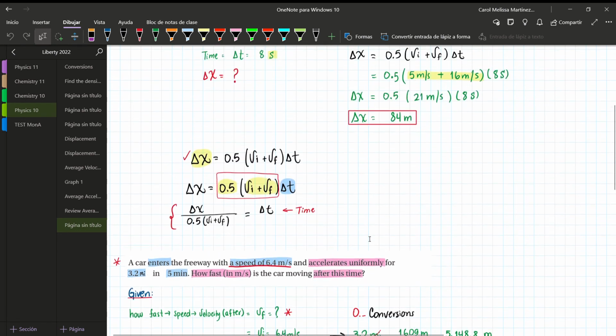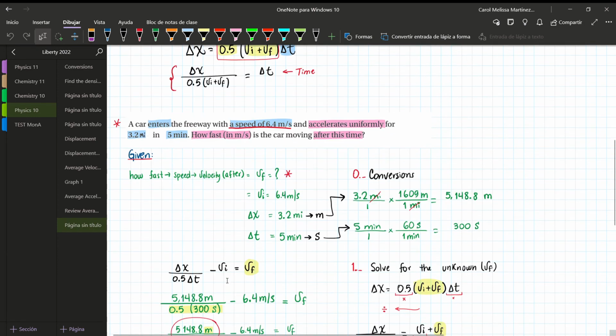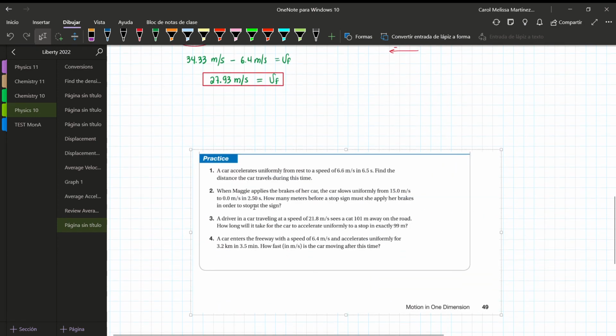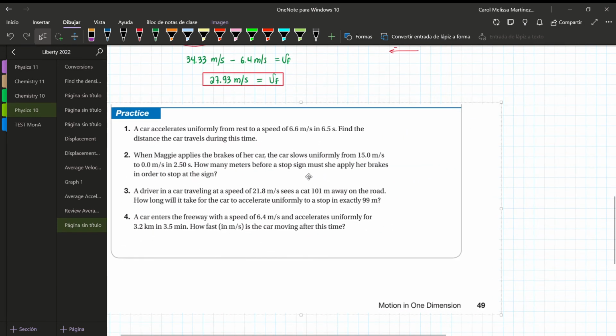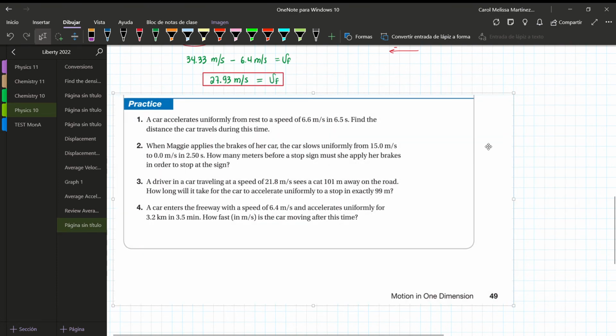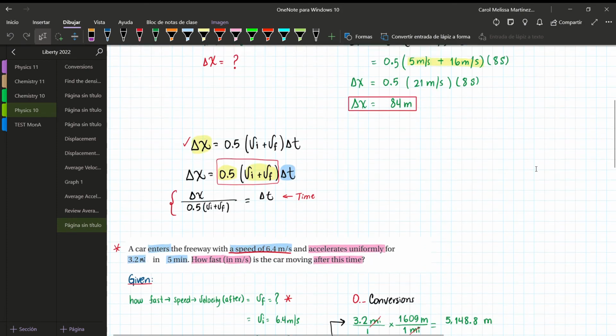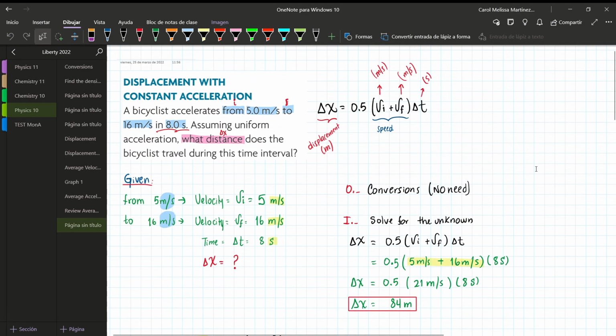And if a problem asks you to find the time, this is the equation that you have to use. As homework, during this weekend, you're going to work on the practice problems that are on page 49 or 51. It depends on your book. It's this one. Those 4 exercises, you will work on as homework, so you can practice this topic.